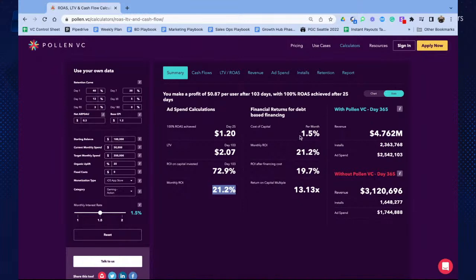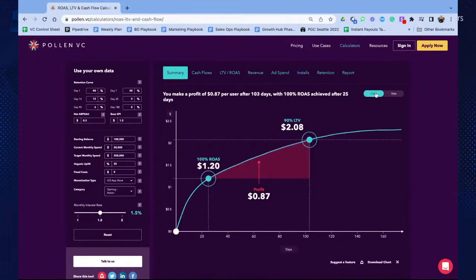So if I have to go and borrow $1 to put into this machine, let's say that dollar costs me 1.5% for the month. I'm still making a 21.2% return. Once I subtract the financing costs from the overall return, I get my adjusted return. So this is the ROI after the cost of financing, which goes from 21.2 to 19.7. So it costs you a little bit, but actually it's kind of fractional. The other thing is for every dollar you're paying in interest, you're making more than $13 in return. So that tells you whether this type of alternative financing is a good way of financing or not.